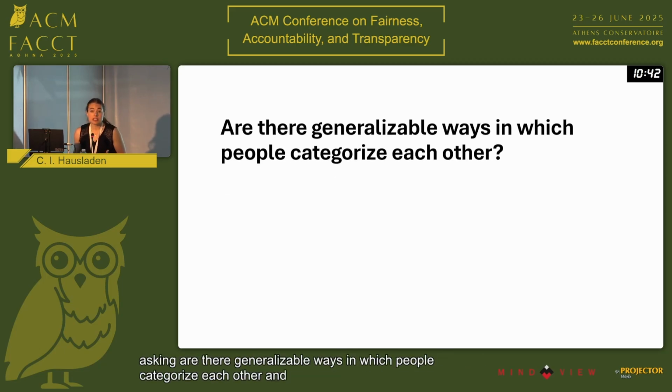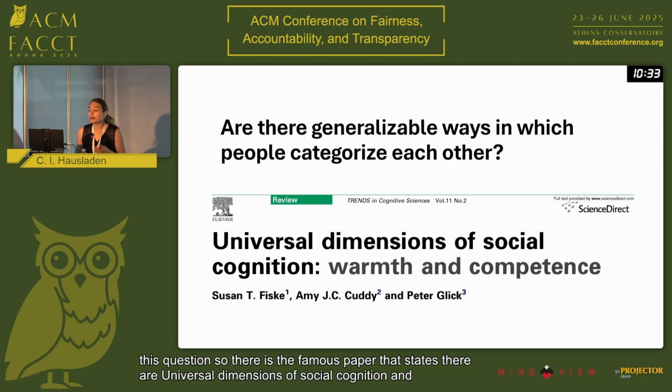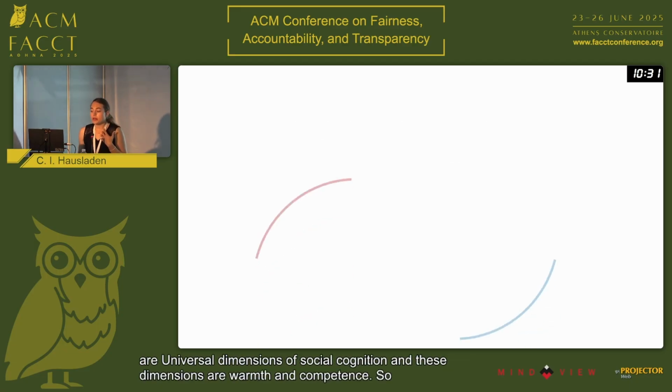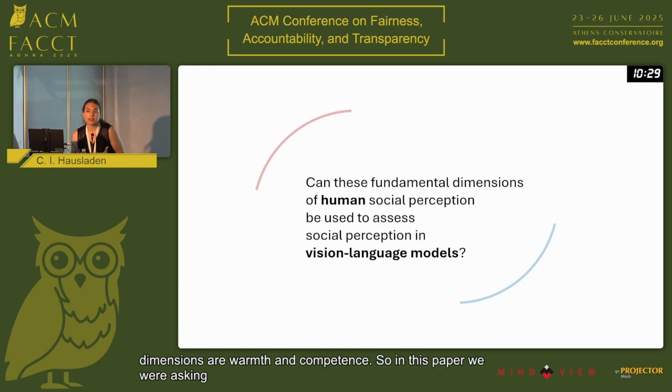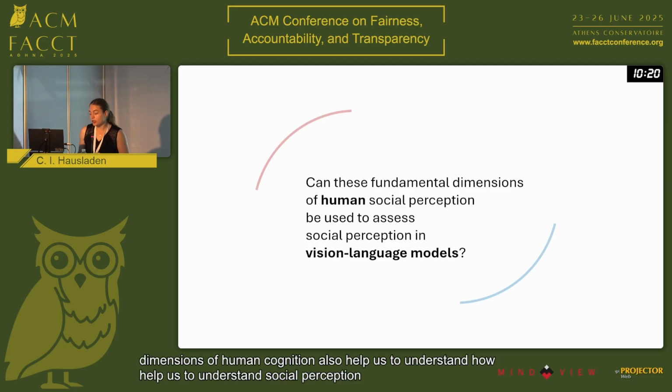And social psychology has an answer to this question. So there is the famous paper that states that there are universal dimensions of social cognition, and these dimensions are warmth and competence. So in this paper, we were asking, can these fundamental dimensions of human cognition also help us to understand social perception in vision language models?